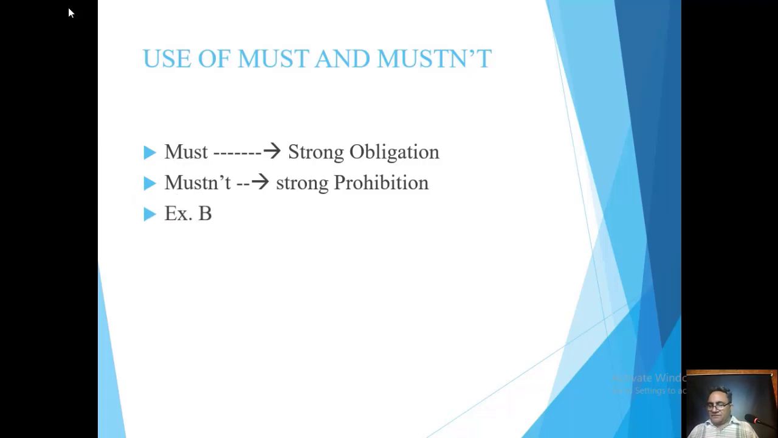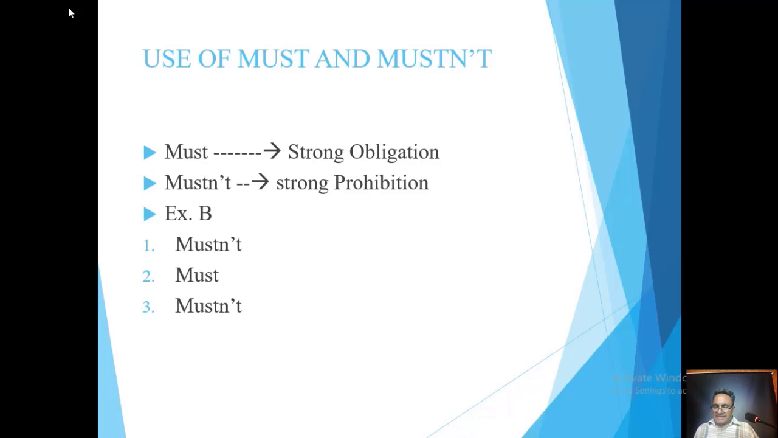Exercise B, use of must and mustn't. The first sentence is, "She dash eat so much sugar." She mustn't eat so much sugar. Sentence number two, "Student dash pass an entrance examination to study at this school." And the answer is, the students must pass an entrance examination. Sentence number three is, "You dash watch so much television." And the answer is, you mustn't watch so much television.